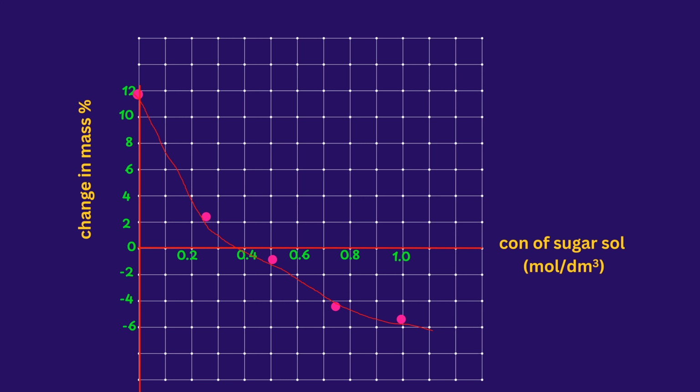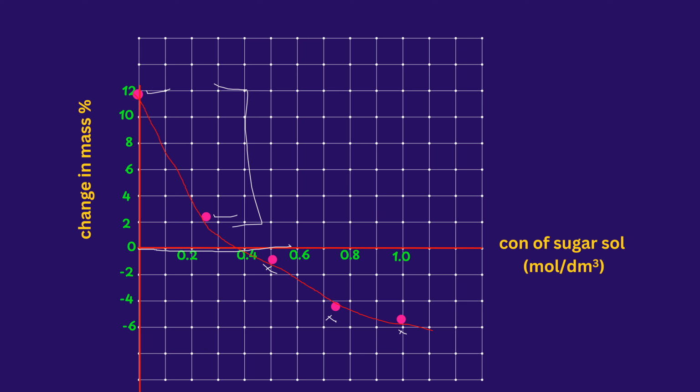Let us now interpret this graph. So this point right here represents the potato that was placed in the distilled water. This is for the potato that was placed in the 0.25 moles per dm cubed solution. Everything above this line, students, all of these points, are showing an increase in mass, and you need to know why the potatoes increased in mass. All the points below this line are showing a decrease in mass, and you need to know why the potato decreased in mass.